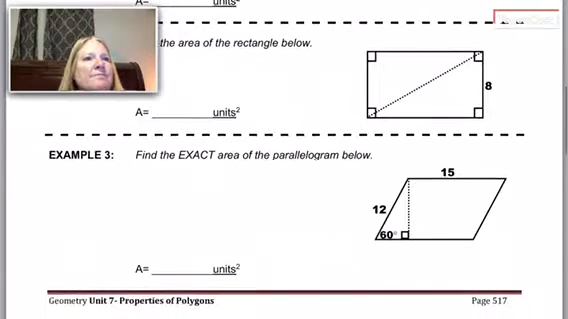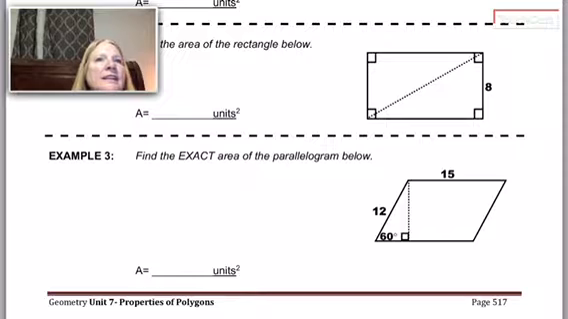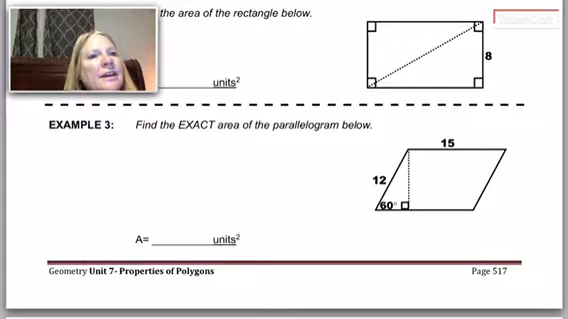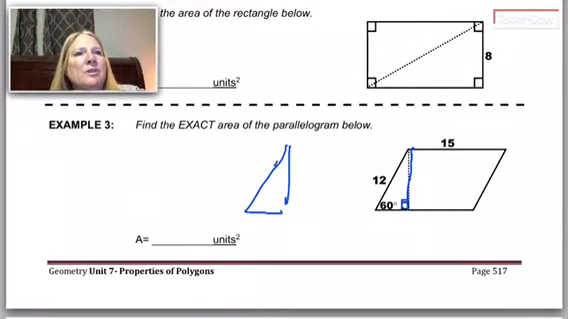Now this next one. Find the exact area of the parallelogram below. You will probably see one like this. We have a special right triangle here. So the exact area we know is base times height, but we need to find this height here. We're looking for the height that is perpendicular to the base, but we have a 30, 60, 90 triangle. And so you have to remember the relationship.